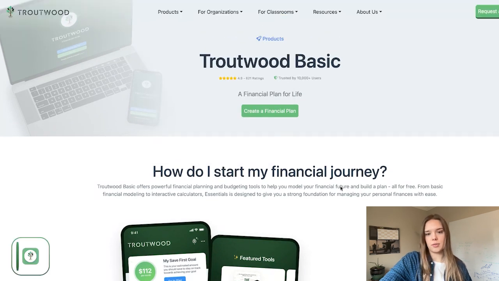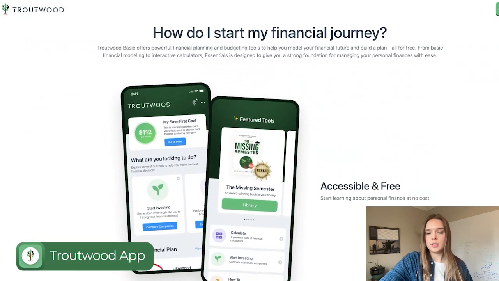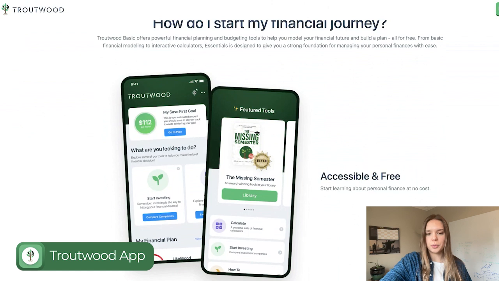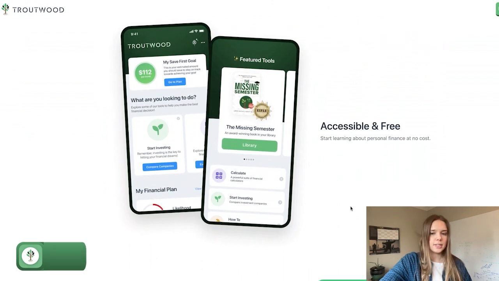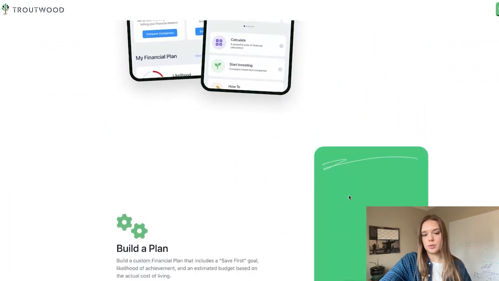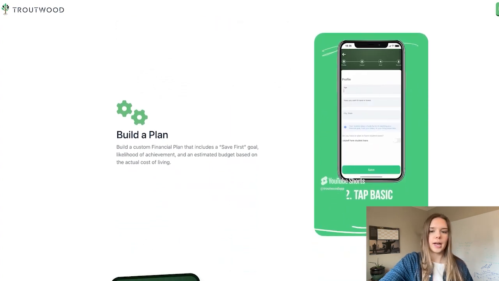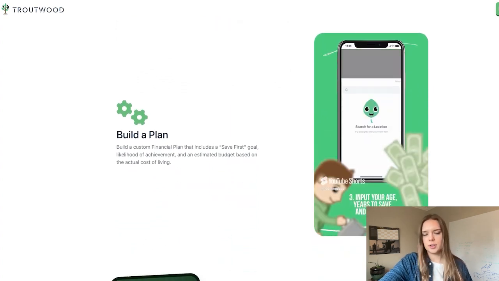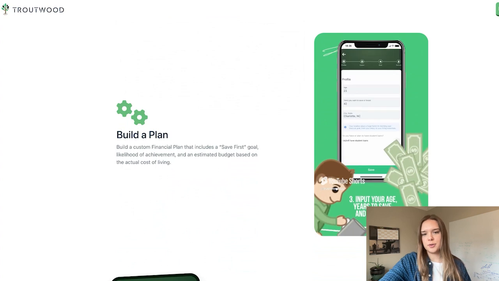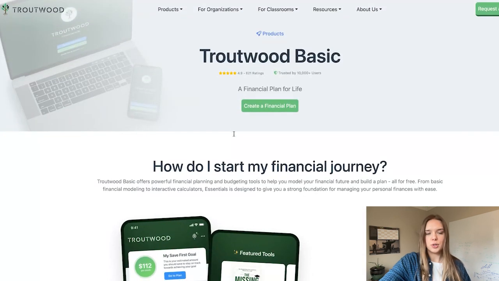Troutwood Basic, this is our financial planning app. Just the simple version. This is 3 steps to build your personal financial plan. As I said, it's totally free to download and use, and it comes with a bunch of other tools that are available in there for free, like calculators, exploring colleges, exploring careers. We have tons of how-to videos on those. You can check those out too.